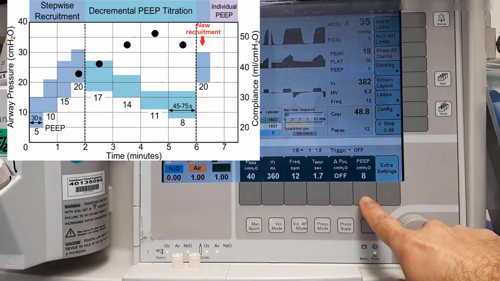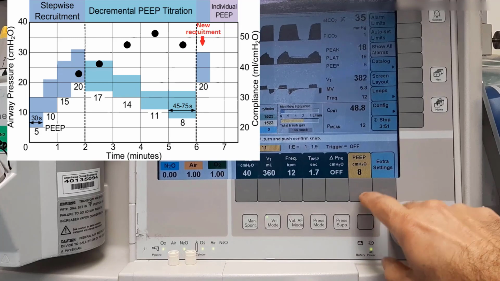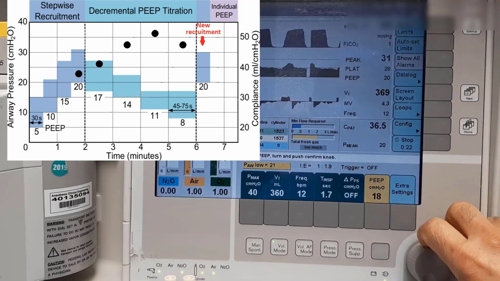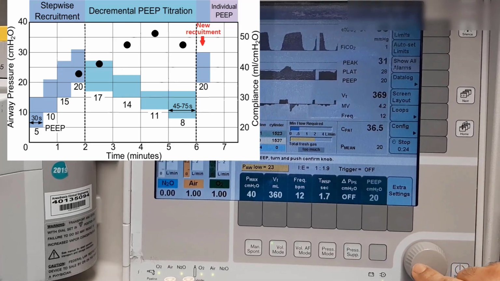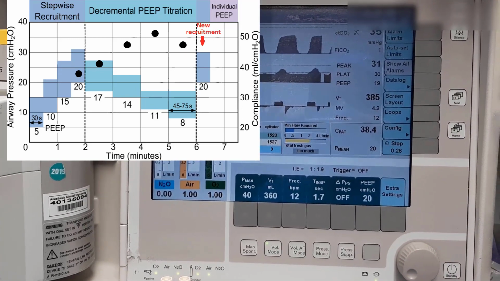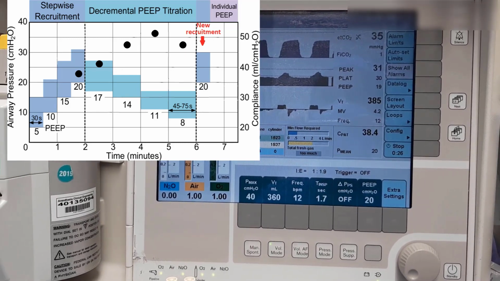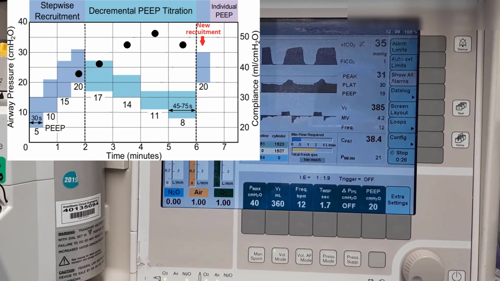The third stage after decremental PEEP titration is a new recruitment for 30 seconds in order to promote lung recruitment, as the last step of titration might have allowed for partial de-recruitment. Use the largest PEEP achieved during the incremental recruitment. In our patient, this means we are applying a PEEP of 20 for 30 seconds.